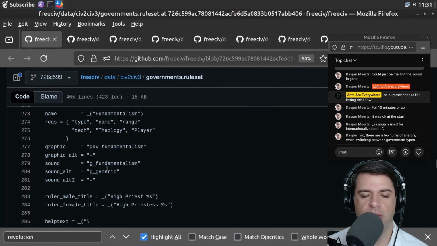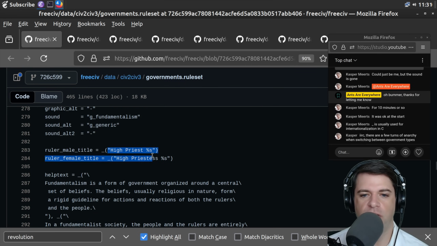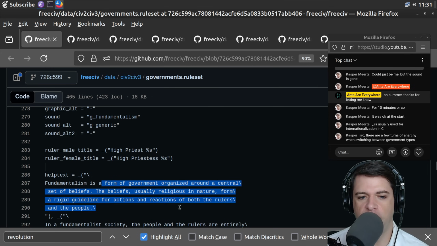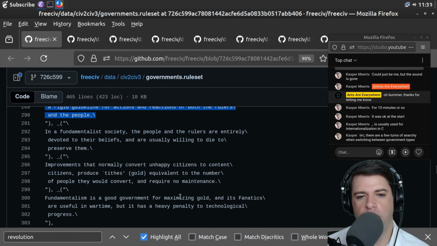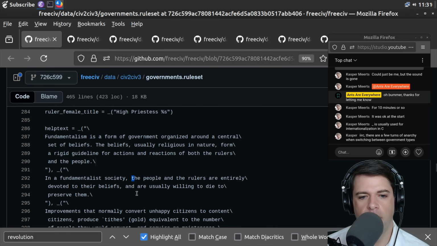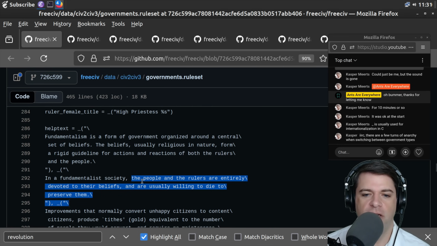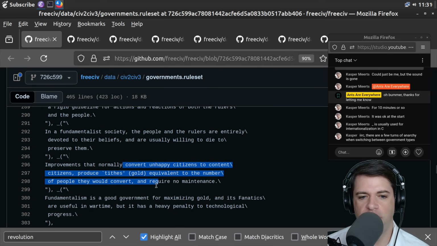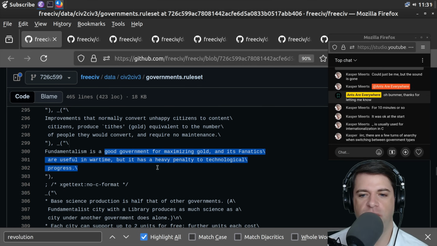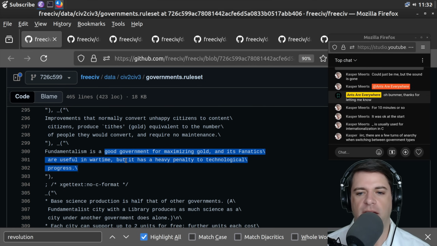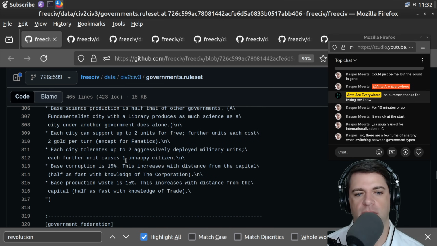You have fundamentalism. I'm guessing that's religious fundamentalism. So you have a high priest, or a high priestess. It's a form of government organized around a central set of beliefs. So basically a theocracy. The people are entirely devoted to their beliefs and usually willing to die to preserve them. Improvements that normally convert unhappy citizens to content citizens produce tithes, gold equivalent to the number of people they would convert, and require no maintenance. It's a good government for maximizing gold, and its fanatics are useful in wartime. But it has a heavy penalty to technological progress.